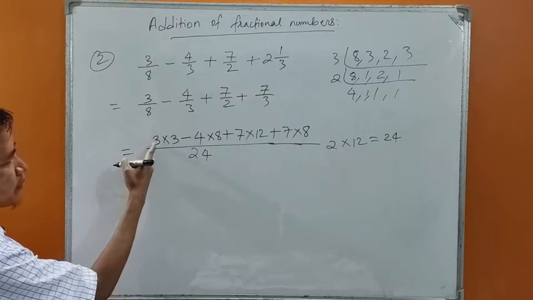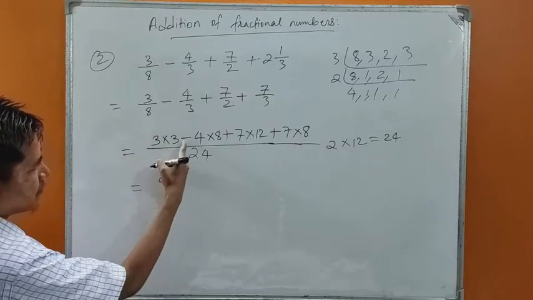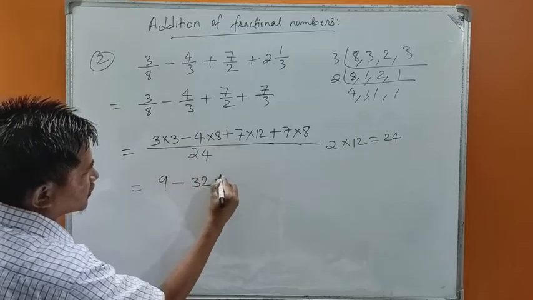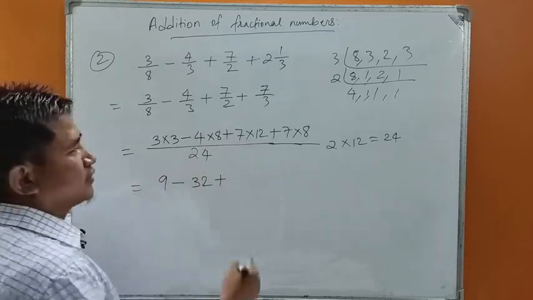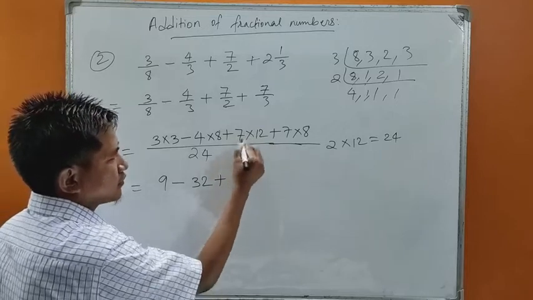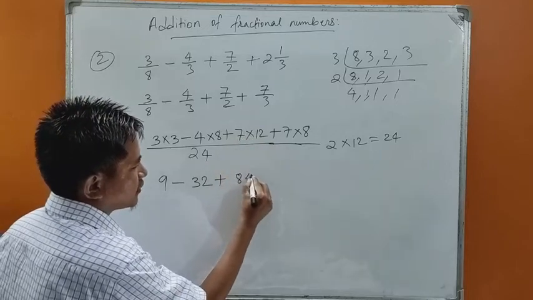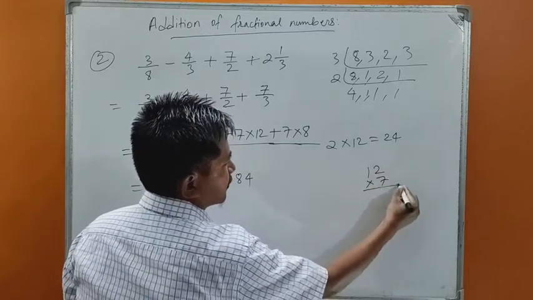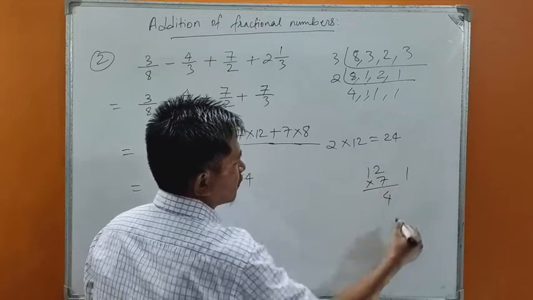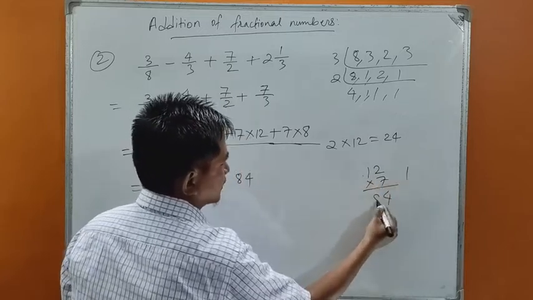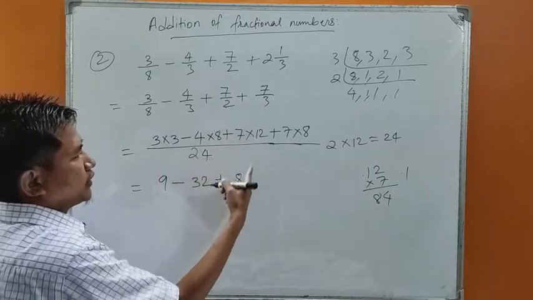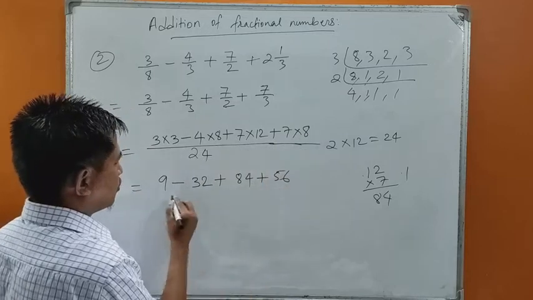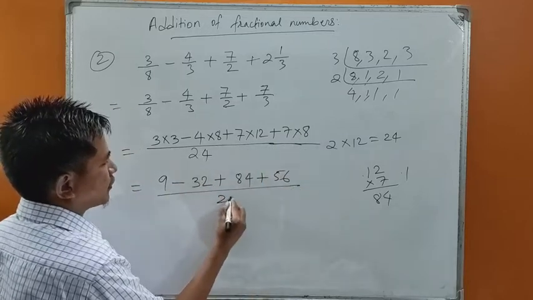Now let us multiply. 3 3s are 9 minus 4 8s are 32 plus 7 12s are 84, isn't it? If you do not know the table, what we do is 12 multiplied by 7. 7 2s are 14, 4 1 in hand. 7 1s are 7 plus 1 is 8, 84. 7 12s are 84 plus 7 8s are 56. The whole is upon 24 in the denominator.